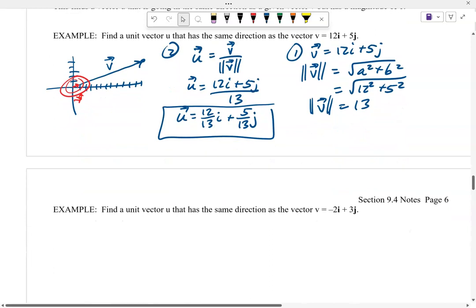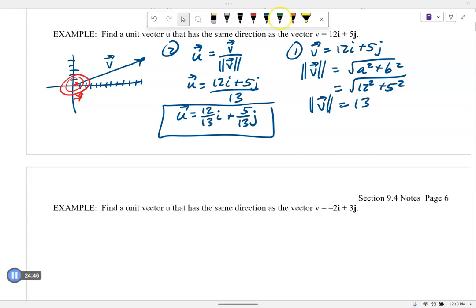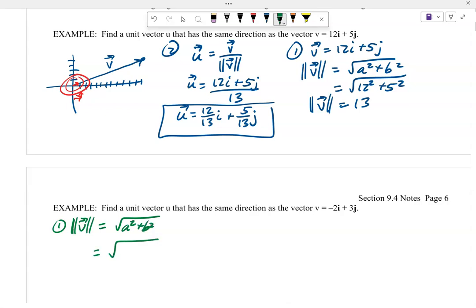This one, once you guys try this problem, do the same thing. See if you can come up with a unit vector for this one. When you're finding a unit vector, the first thing is to find the magnitude of vector v. The a is -2, the b is 3. 4 plus 9, I got the square root of 13. So 3 point something is the magnitude or length of vector v.